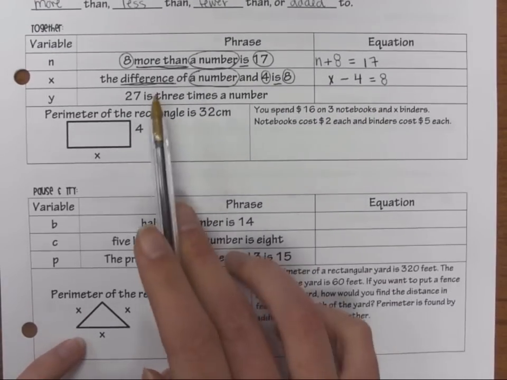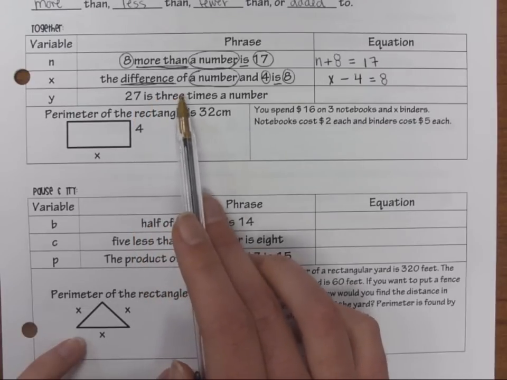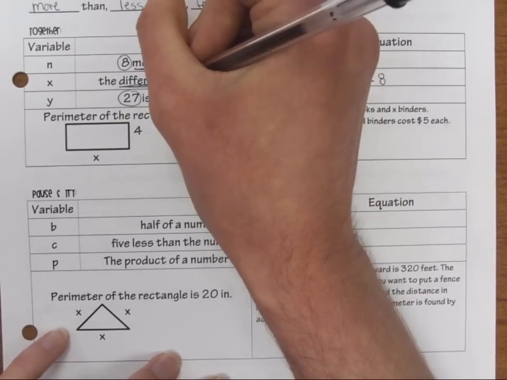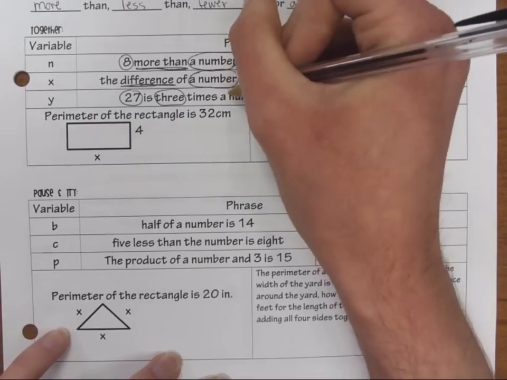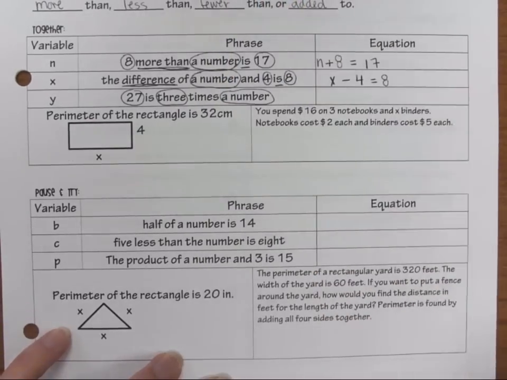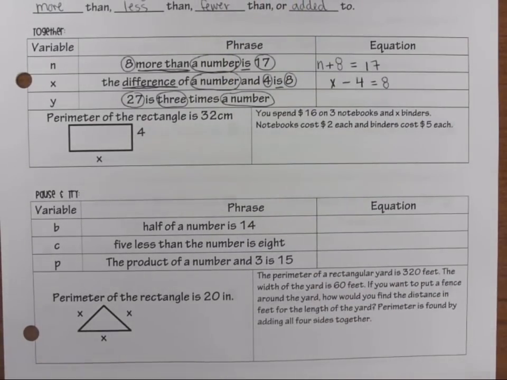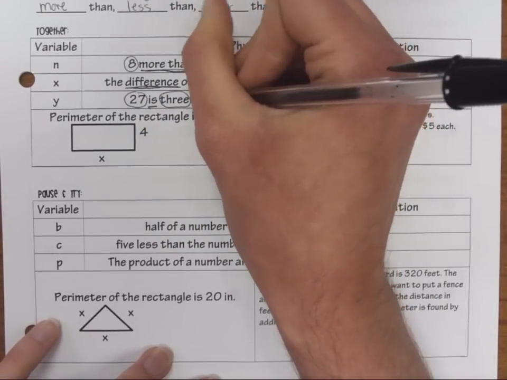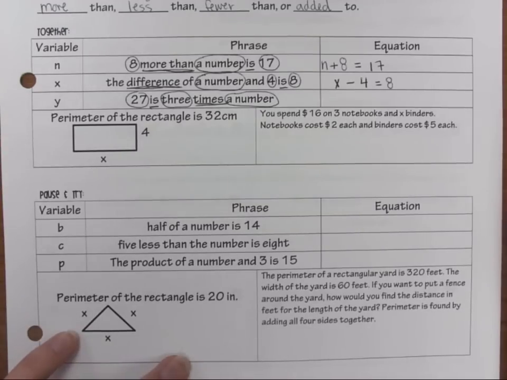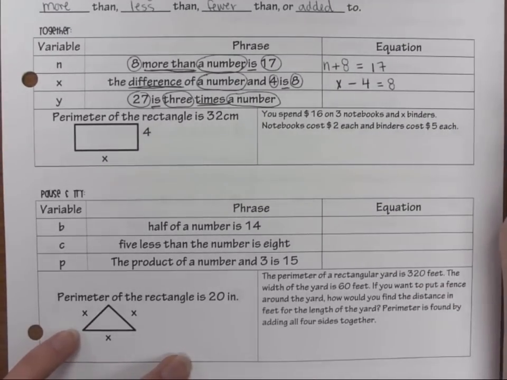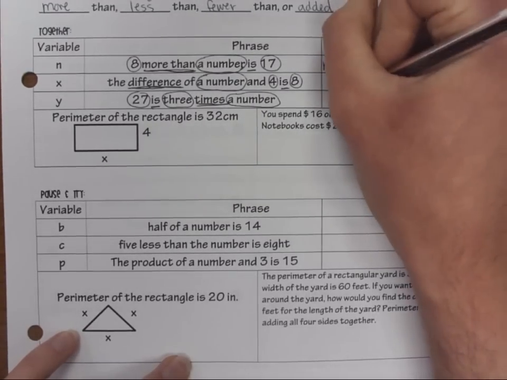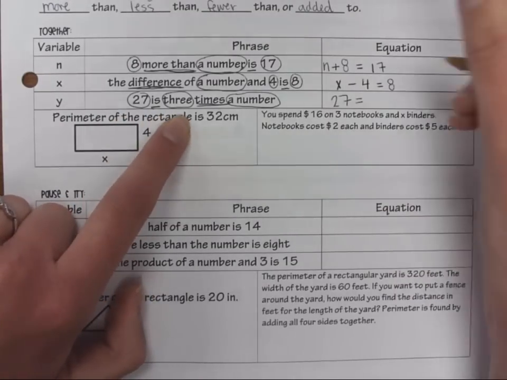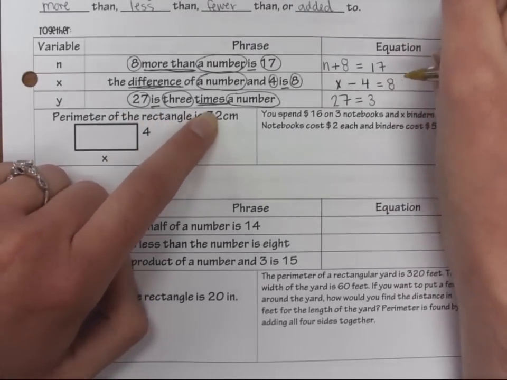Okay, this last one. 27 is 3 times a number. So 27 is, 3, that's another number, times some unknown number. These are my 3 pieces here. 27 is a number, is is an operation, times, that's an operation, it means to multiply. So if I just write this one out, this one's pretty straightforward. 27 means equal 3 times a number.